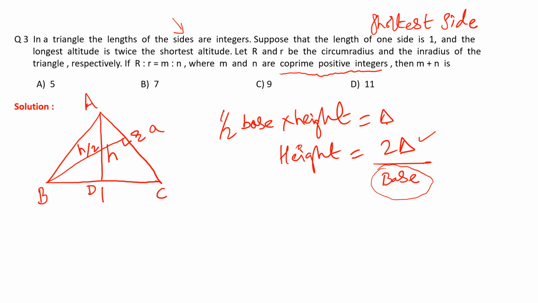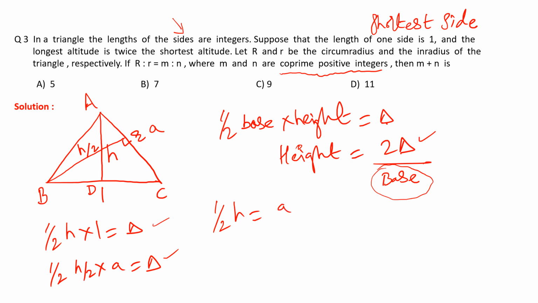Fine. So now I can write two equations. First is half H into 1 equal to delta, where delta represents the area of the triangle. And second can be half H by 2 into A equal to delta. Since delta is the same in both the cases, I can put half H equal to AH upon 4, right? H will cancel out, so we'll be getting A equal to 2 units, right? So the length of the longest side is going to be 2 units.